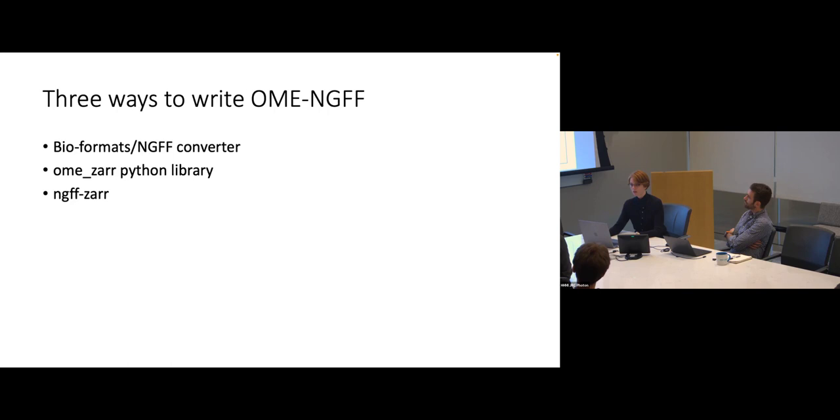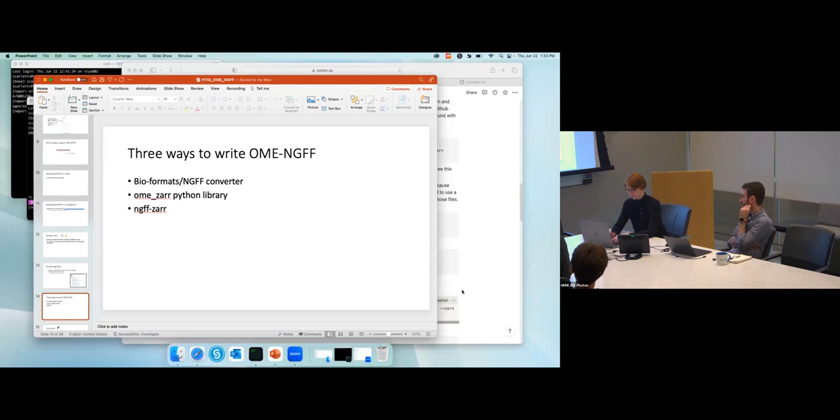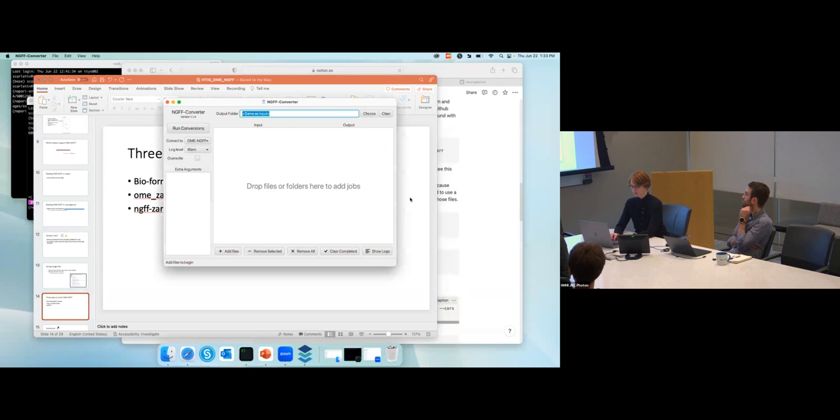So I found, again with Davis's help, three ways to write OME-NGFF that are just tools designed to do this one thing pretty much. The first one is called NGFF Converter, which is made by Glencoe Software, and it's basically a GUI wrapper for Bio-Formats.